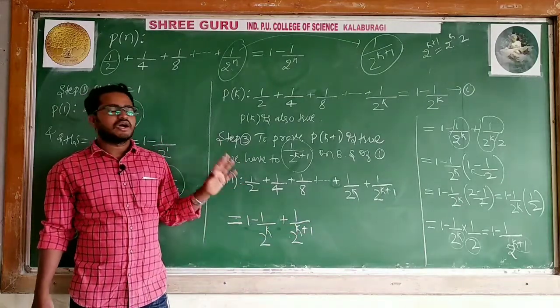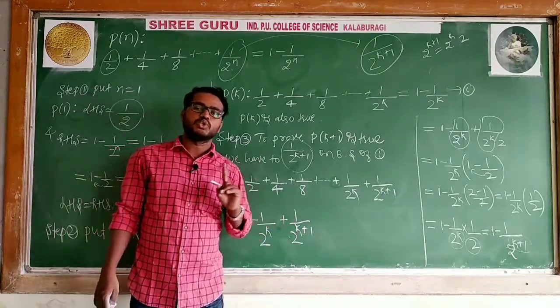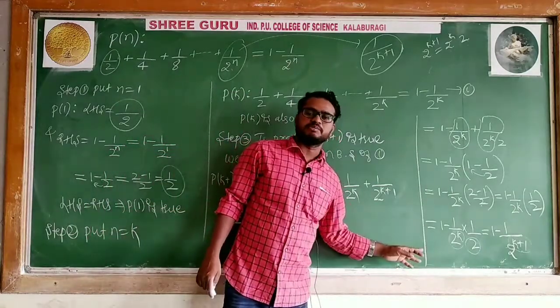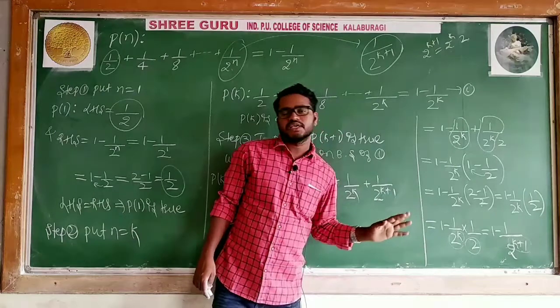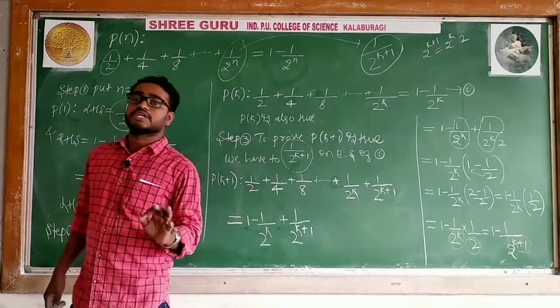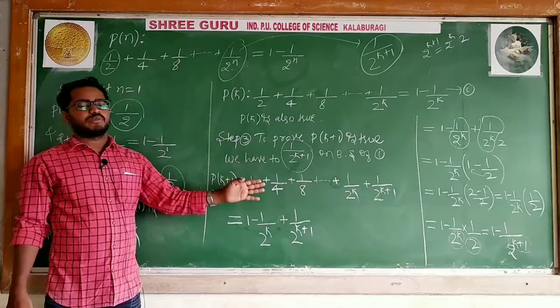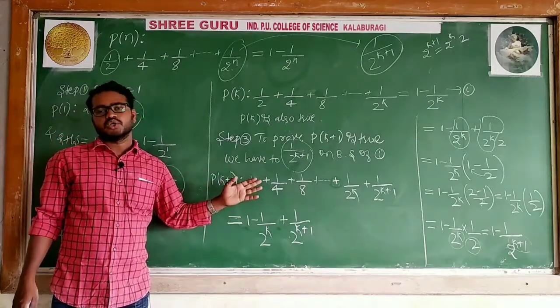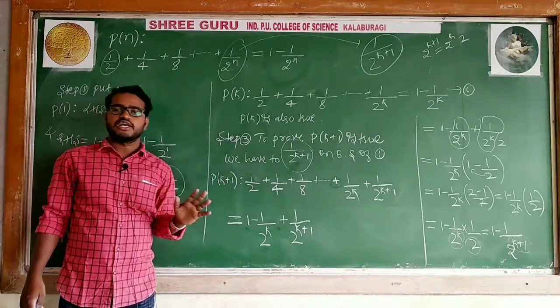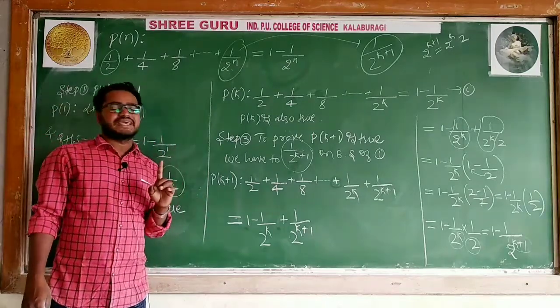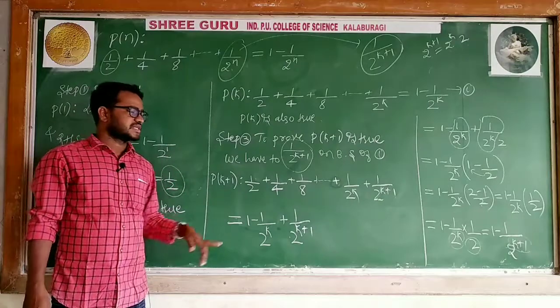After writing this you have to write the conclusion compulsorily, otherwise you will lose 1 mark. Last case, after writing you have to write P of K plus 1 is true and hence the given statement is true for all. Compulsorily you have to write this, otherwise you will lose 1 mark, because totally you will get 4 marks for this. Then later writing the conclusion, the given statement is true for all natural numbers, that statement carries 1 mark, so you have to write it compulsorily in the last case.